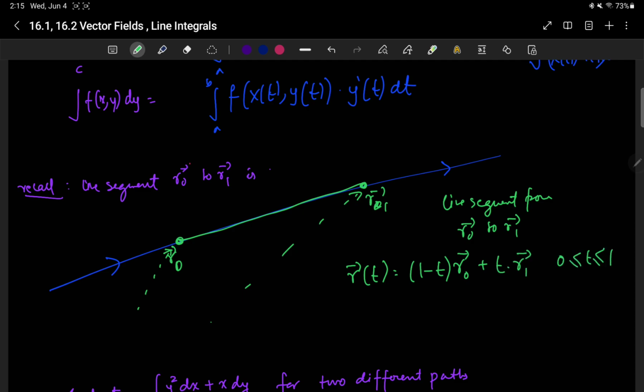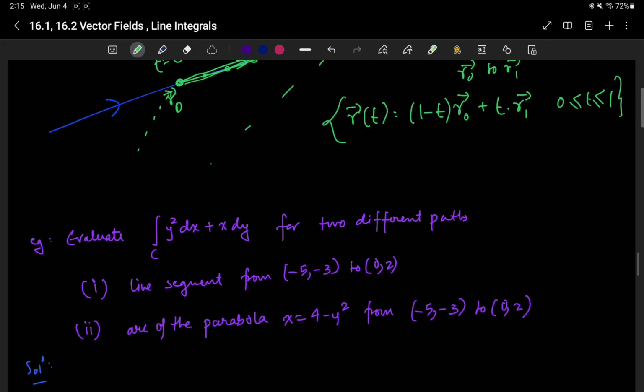t goes from 0 to 1. So what's happening at t equals 0, you are at r0. At t equals 1, if you plug in 1, this disappears, you are here. And between 0 and 1, like 0.5, you will always be on this path. It will be a fraction of r0 added to some other fraction of r1, but you will always move along this line segment. So that's how you would parameterize a line segment, which is useful for the next problem that we're going to solve.